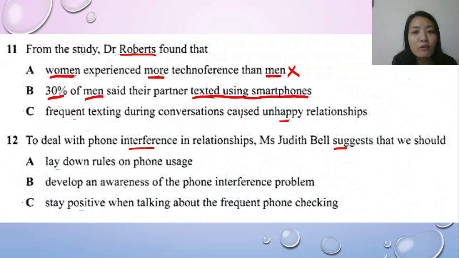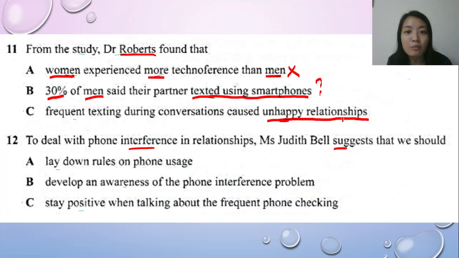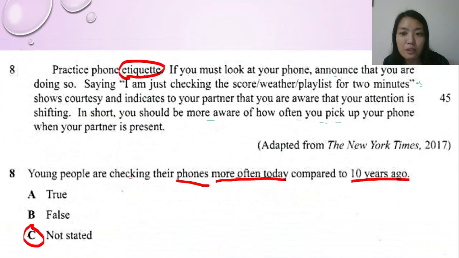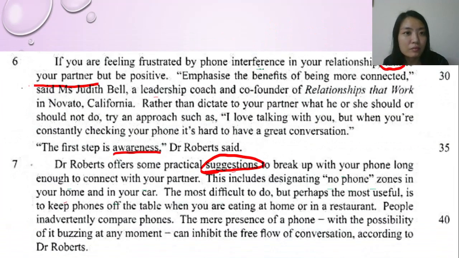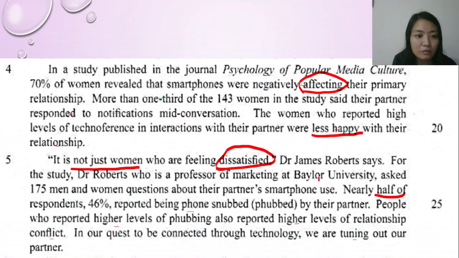Frequent texting during conversations cause unhappy relationships. Okay, let's say this one you're not sure. Let's say, I just want to point out something to you. Frequent texting during conversations cause unhappy relationships. Okay, frequent, conversation. Does it make people unhappy?